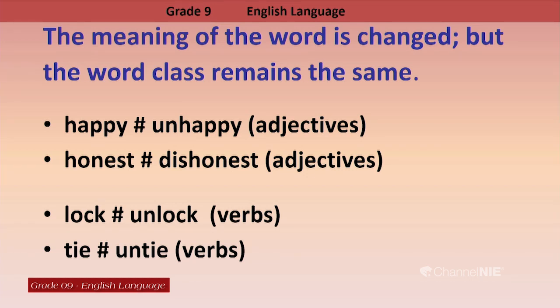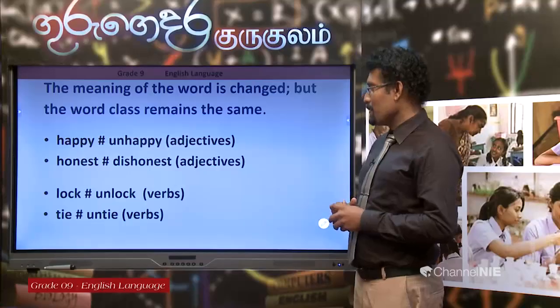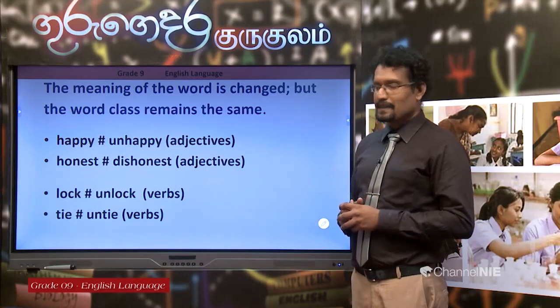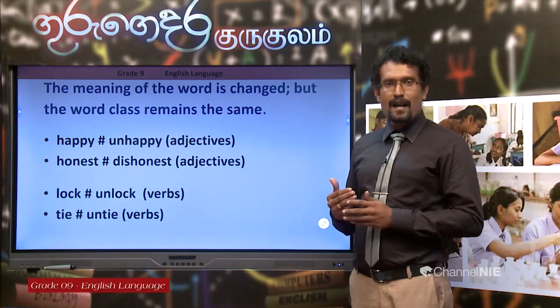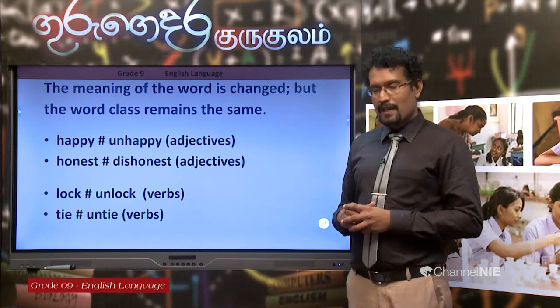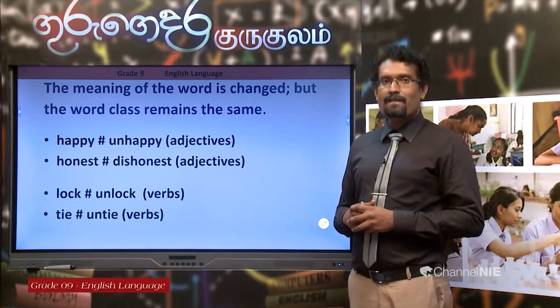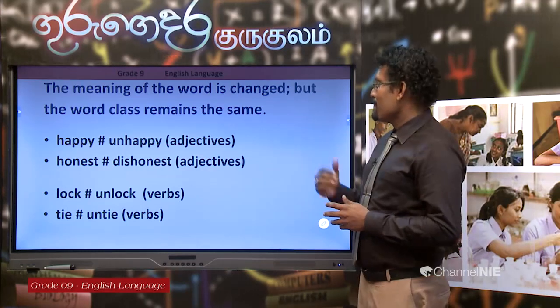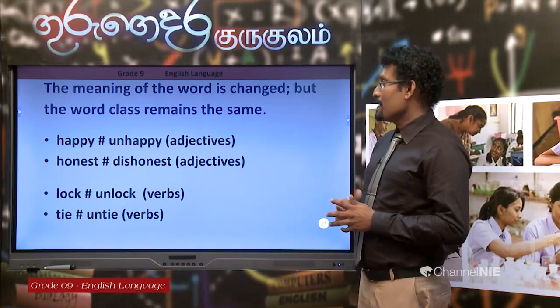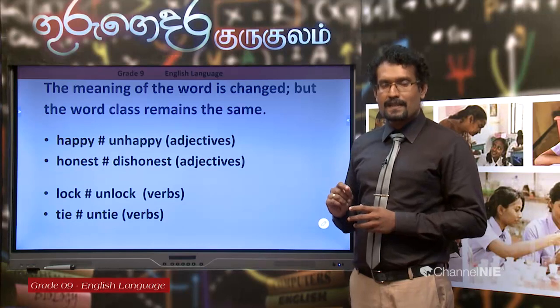Lock, unlock. Both are verbs. We lock the door, and if you want, we can unlock the door also. Tie, untie. We can tie something or we can untie something. So, lock, unlock, both are verbs. Tie, untie, both are verbs. So, the meaning of the word is changed, but the word class remains the same.